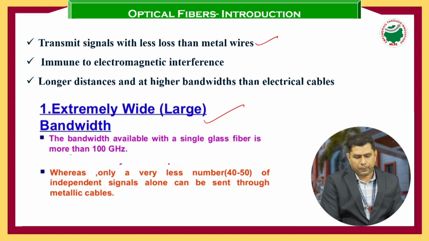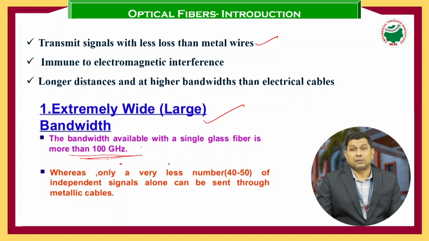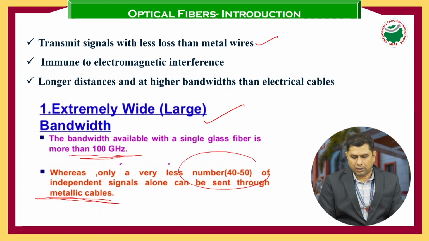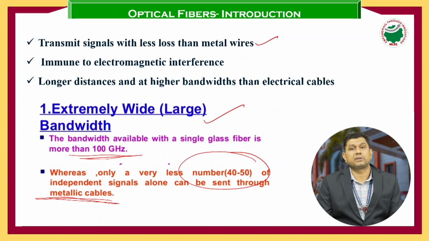A single optical fiber can carry a bandwidth of 100 gigahertz, whereas if you use an electrical wire like copper cable for the transmission of data, we can transmit only 40 to 50 independent isolated signals. So this is the main drawback of the copper cable. That's why we are using optical fiber.